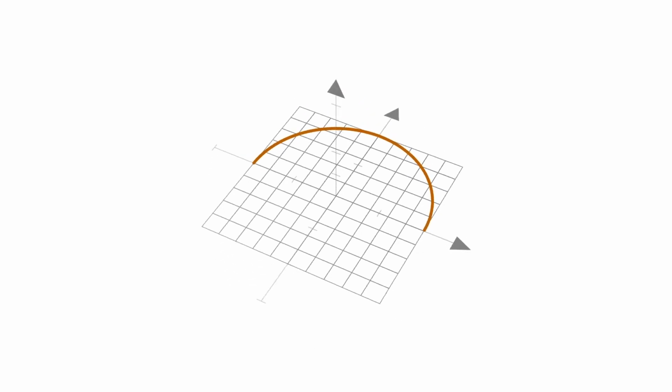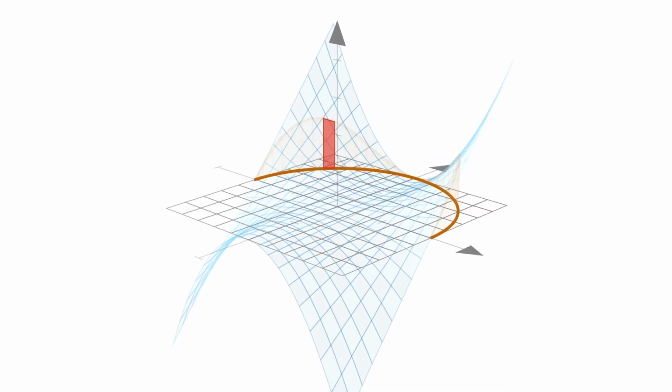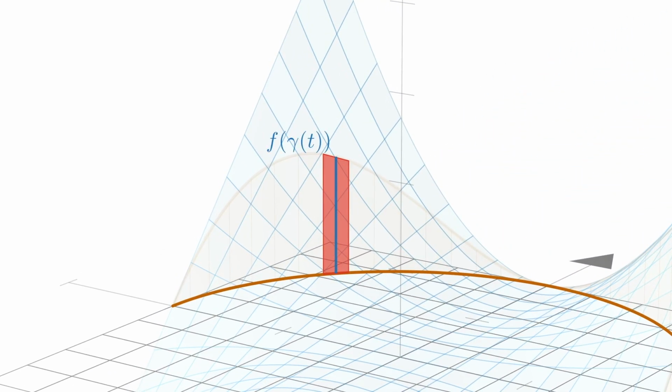Now let us return to the curtain. To compute its area, we first look at one very small strip. That strip has two important aspects. Its height is the value of the function at the corresponding point on the curve.